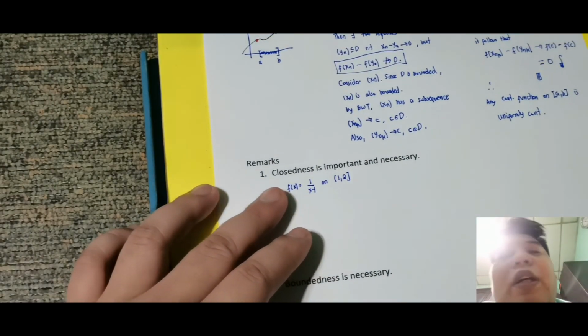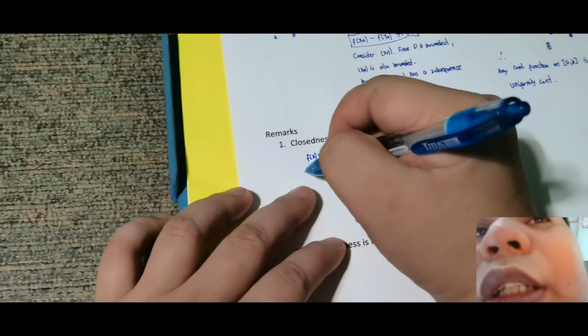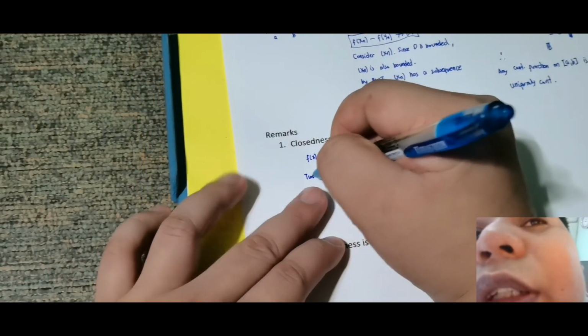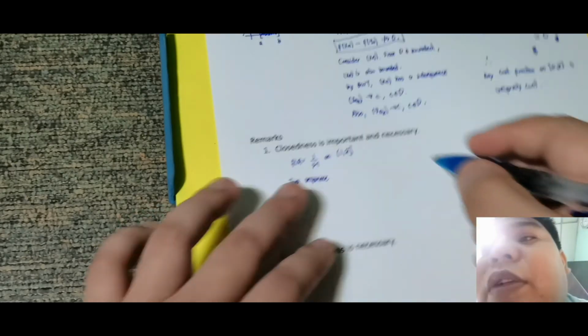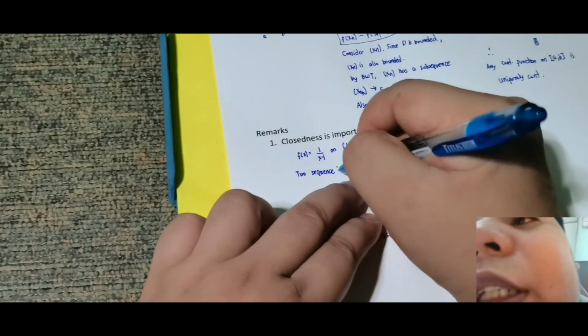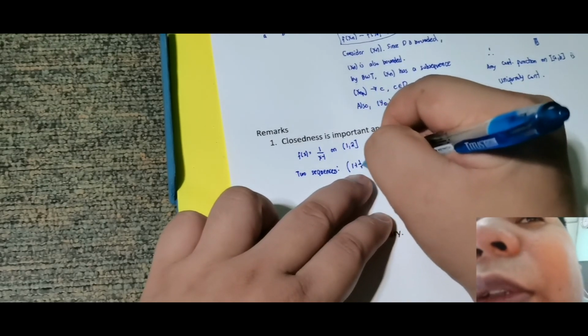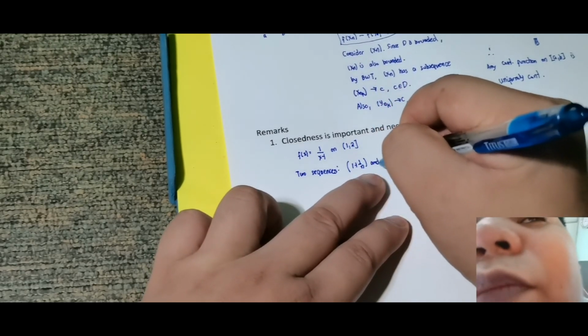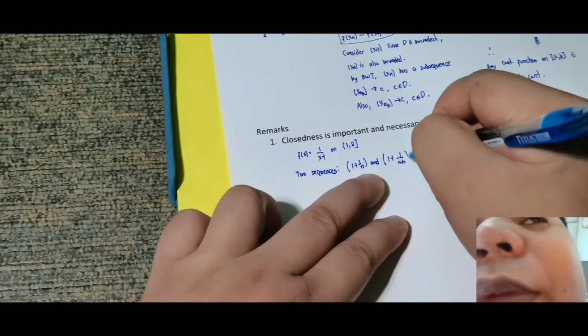Okay, so hindi siya close kasi open siya sa 1. Okay, so pero bounded siya. Tama. So, hindi siya close kasi open sa 1. Ngayon, hanap tayo ng sequence. So, consider natin 2 sequences. Let's say, 1 plus 1 over n and 1 plus 1 over n plus 1.